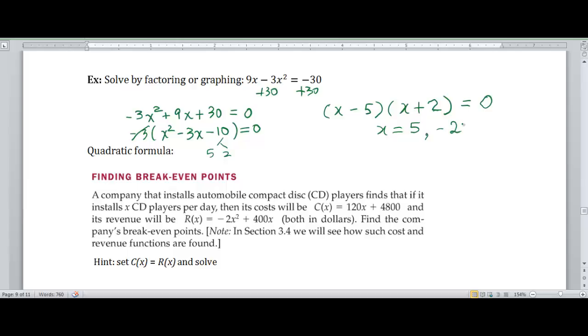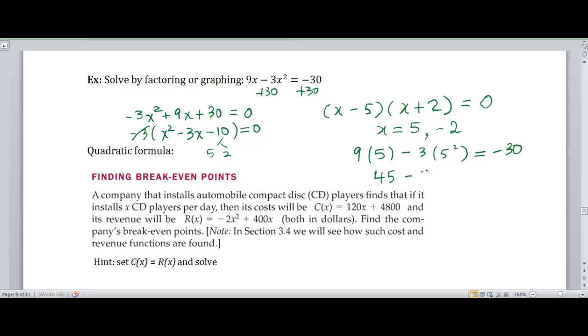You think, that was kind of easy, right? So let me check and make sure that this really works out. So then how can you check? Very easily, you can plug the numbers back in. 9 times 5 minus 3 times 5 squared equals negative 30. So 9 times 5 is, oh, sorry, 45. 8 5s are 40, 9 5s are 45. 5 squared is 25. 25 times 3 is 75. So does 45 minus 75 give me negative 30? Yes, checks out.